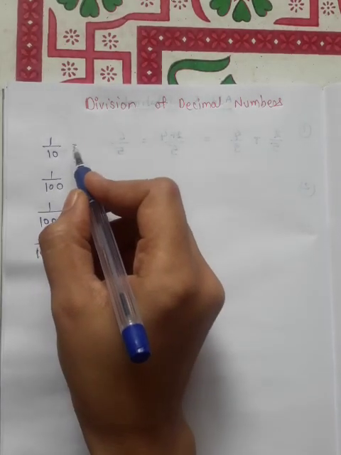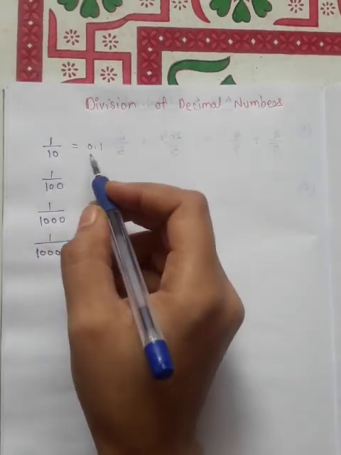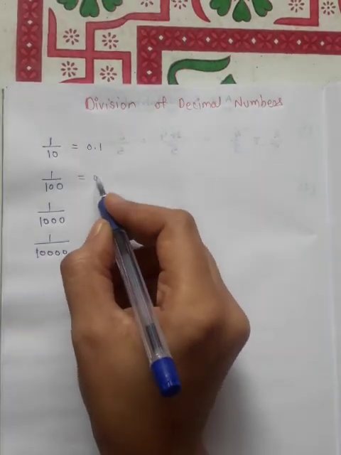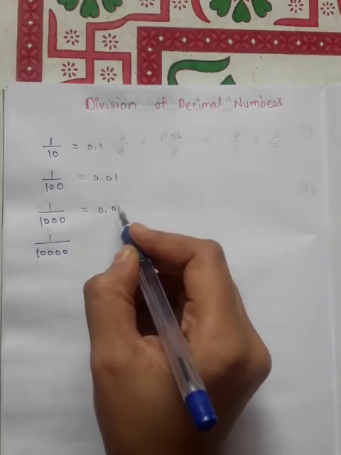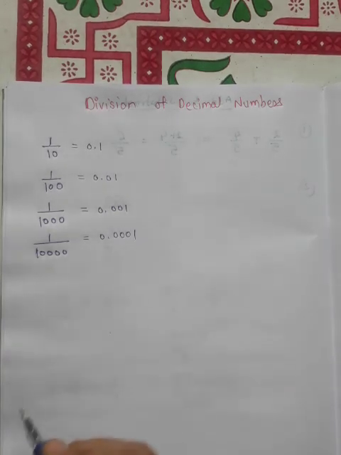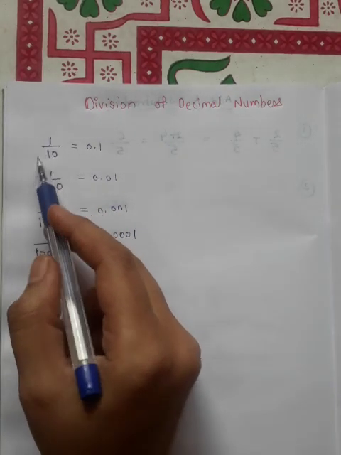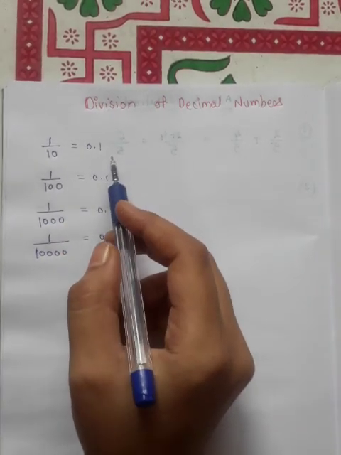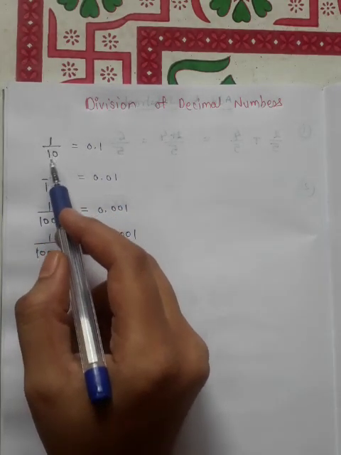So 1 by 10 is nothing but 0.1. 1 by 10 means the tenth part, and this is nothing but 0.1. 1 upon 100 is nothing but 0.01. 1 upon 1000 is nothing but 0.001. 1 upon 10,000 means 0.0001. Means what? We can write the fraction 1 upon 10 in terms of decimals, and you have learned this part in 6th standard.